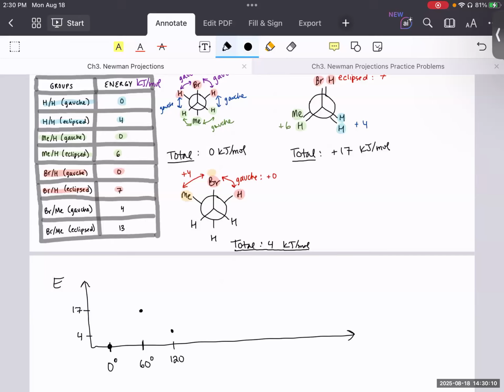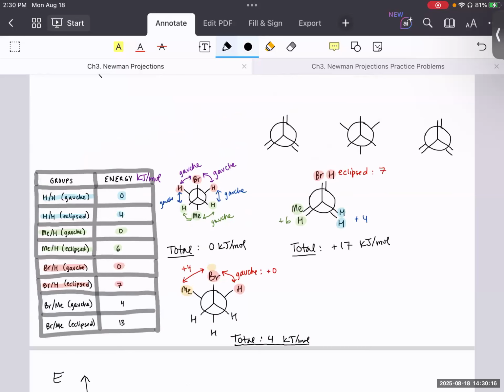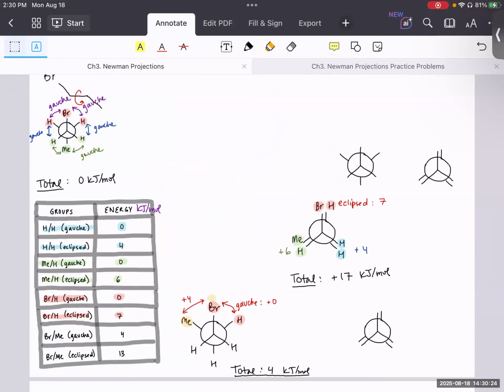All right, next we can do 180. So we'll rotate another. I'm just going to start moving some of these up here just so we can organize this a bit better.